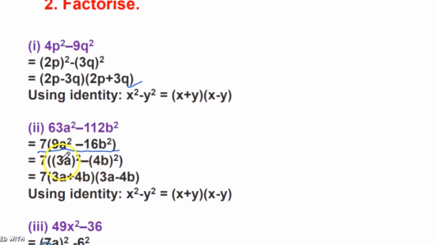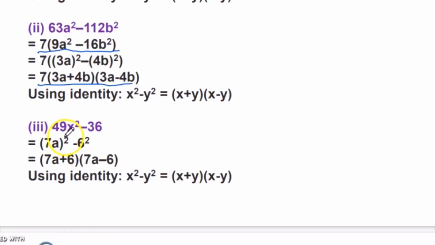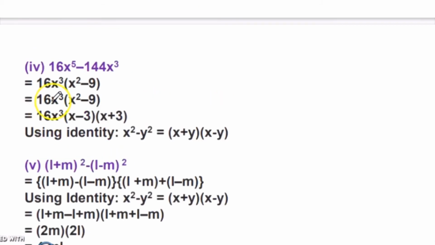Now 9a square can be written as 3a the whole square and 16b square will be written as 4b the whole square. And then you will factorize it using identity a plus b into a minus b. So 3a plus 4b into 3a minus 4b. This will be the factorization. This is a. So 7a the whole square minus 6 square. So 7a plus 6 into 7a minus 6.